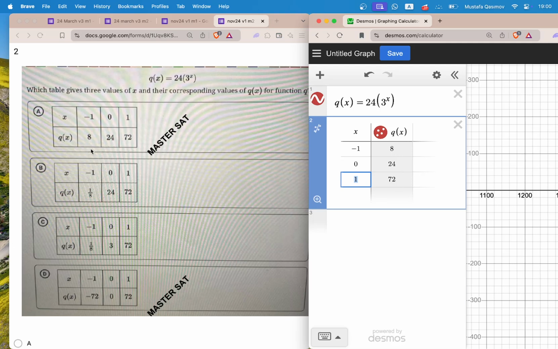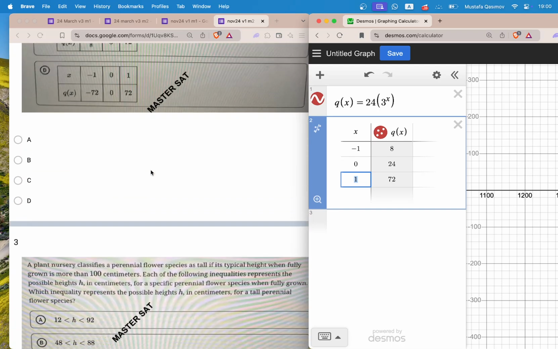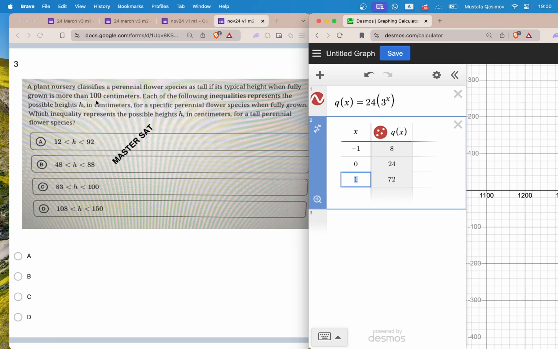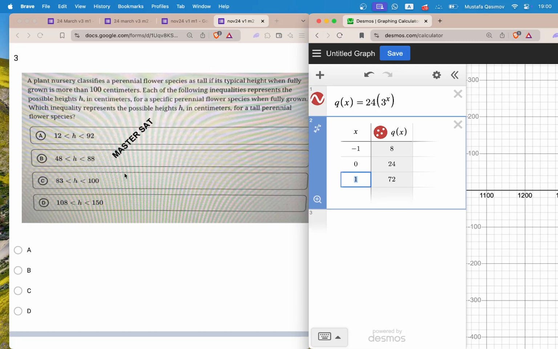It is A. Here it says a plant nursery when fully grown is more than 100. If it is more than 100, we have to take D because at D h is more than 100. So answer is D here. Don't read all of them.